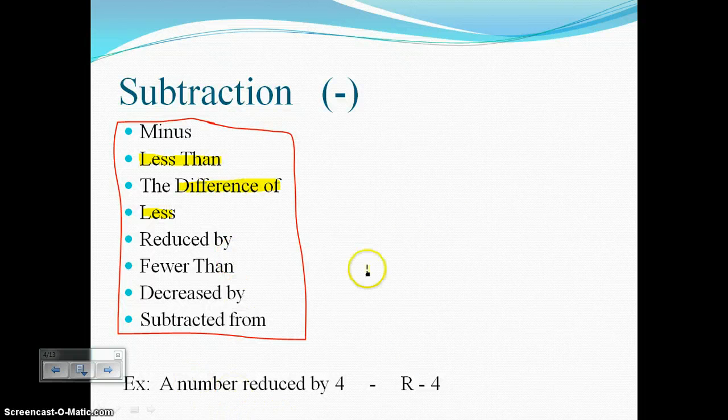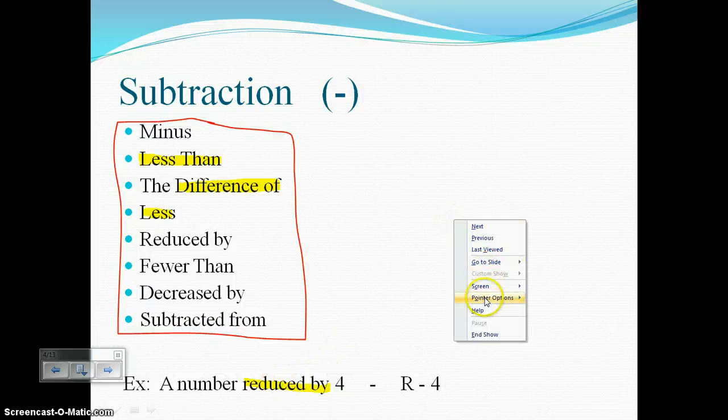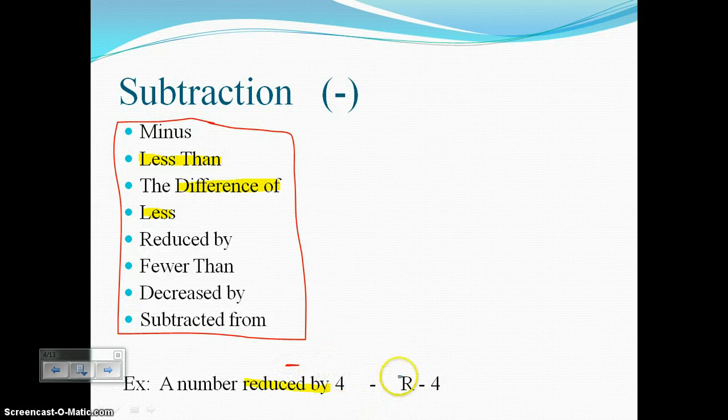So let's look at an example. A number reduced by 4. Since we don't know what that number is, we give it r. Reduced by means to subtract. So we know that we're subtracting. And then 4. So that's where we get r minus 4.